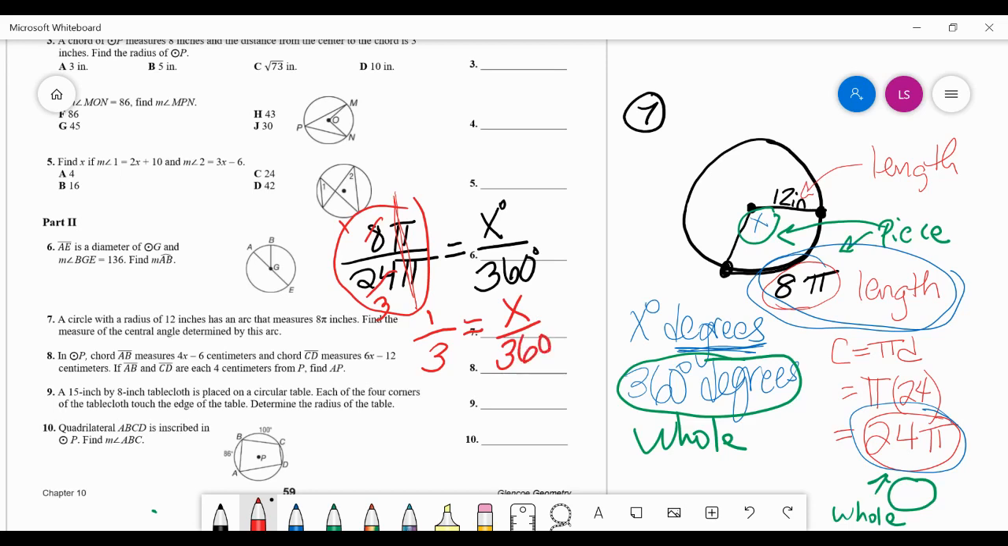You can probably figure out from here what part of the circle out of 360 is 1/3. Or if you can't figure it out from this point, just cross multiply. 1 times 360 is 360, 3 times x, and then divide by 3. X equals 120 degrees. So that is the answer to number 7, 120 degrees.